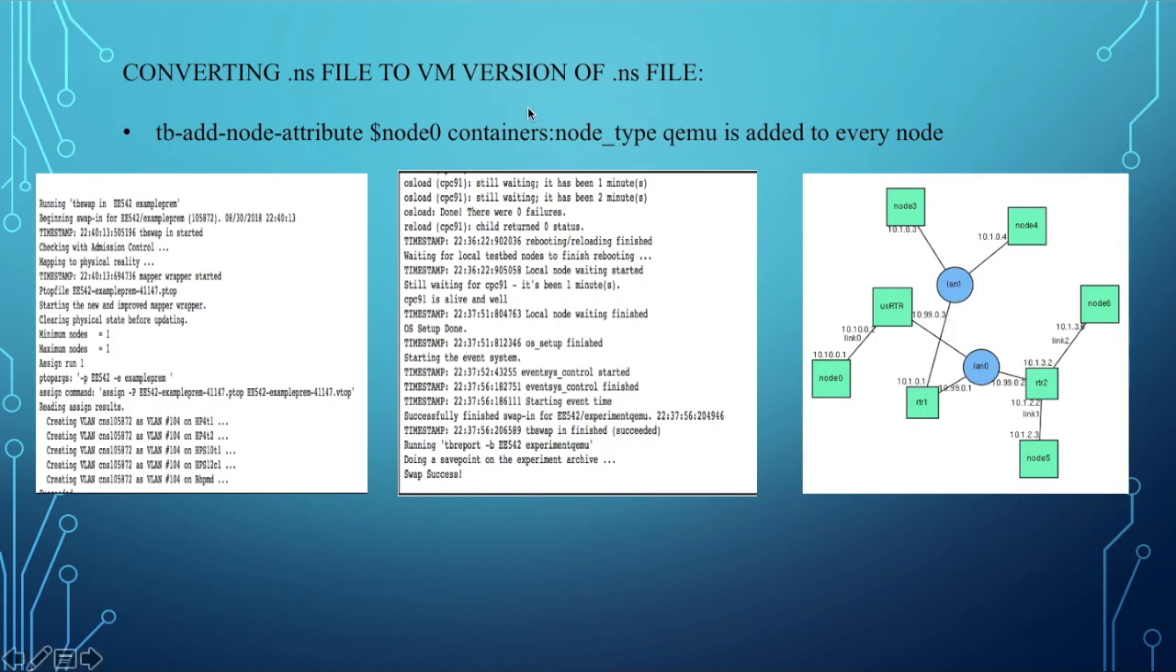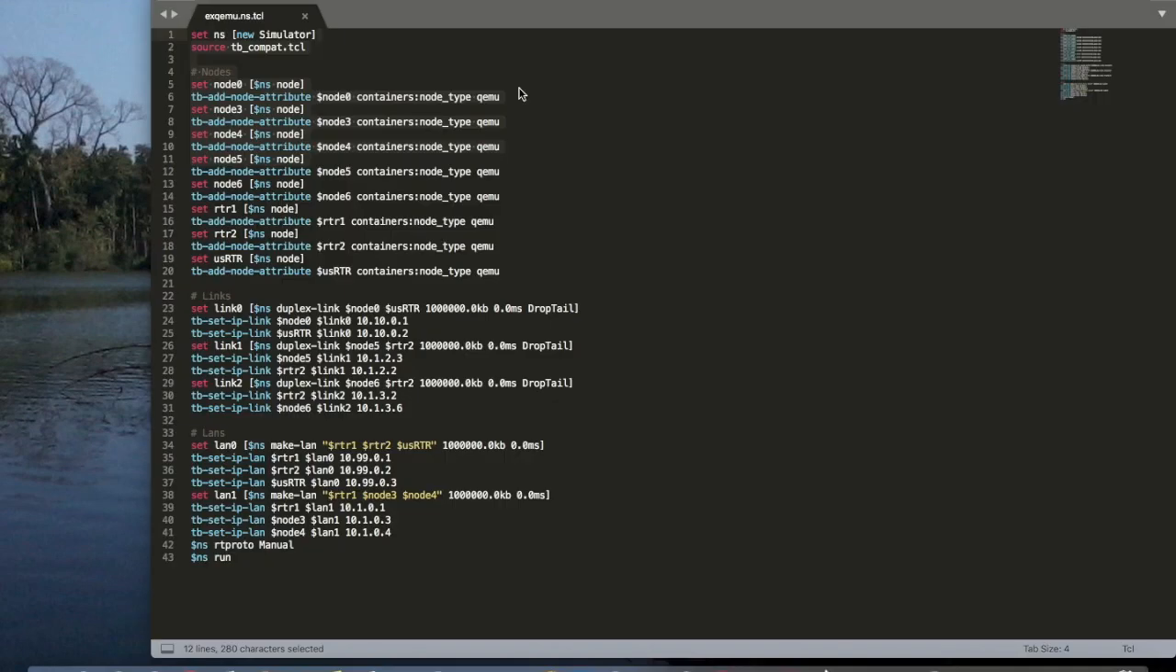The last thing that we do in this experiment is converting the .ns file to the VM version of the .ns file. So I would like to show you the VM version of the .ns file. This particular file or script shows the VM version of the .ns file that has been created, and this file is used for simulating an experiment in MyDataLab.